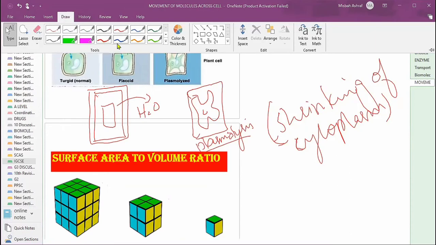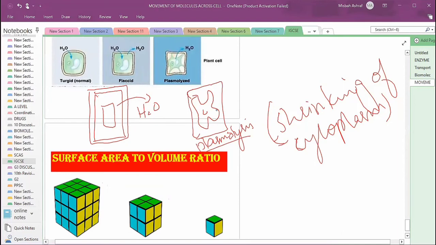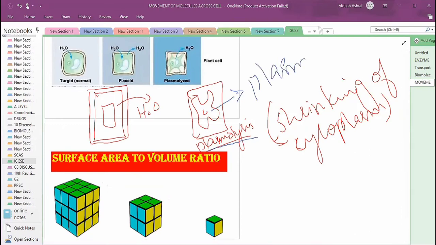If the cell is continuously placed into the hypertonic solution, what will happen? Water will continuously be moving outside, and ultimately it will also die. Shrinking of the cytoplasm is known as plasmolysis, and the cell which has undergone plasmolysis is known as the plasmolyzed cell. Okay.